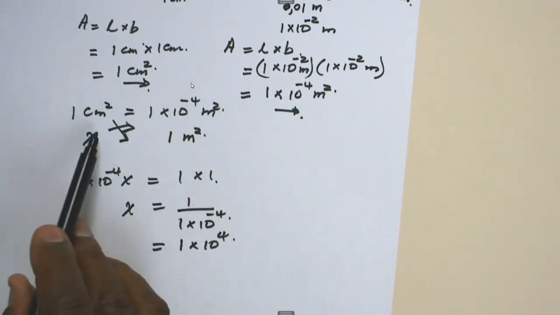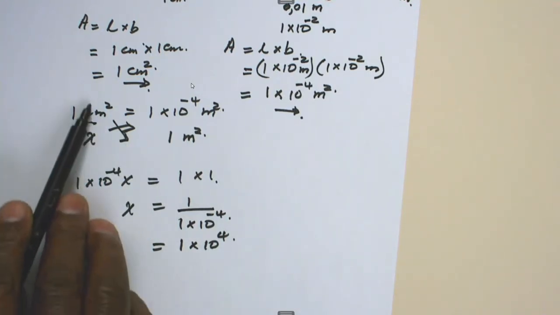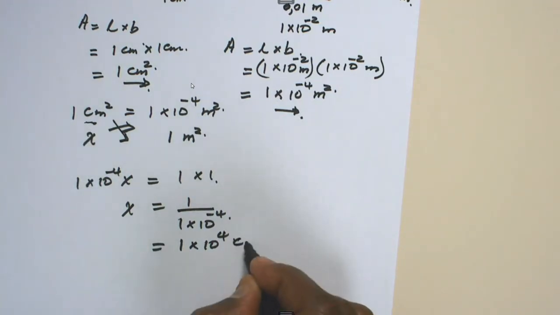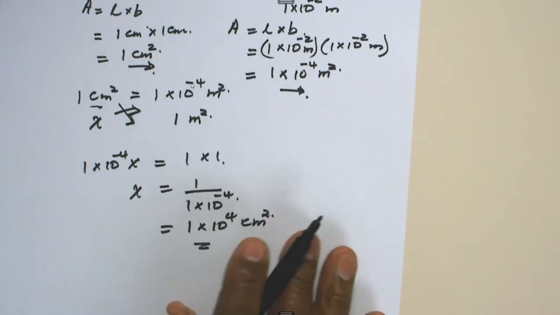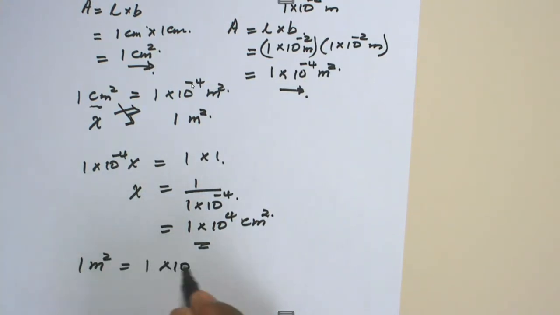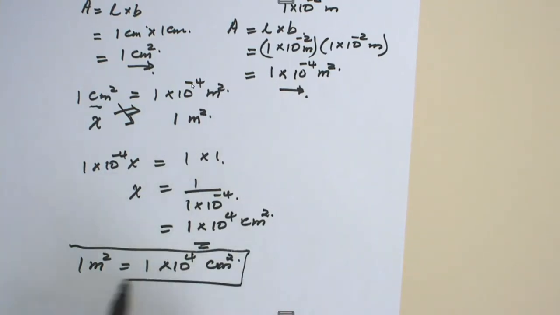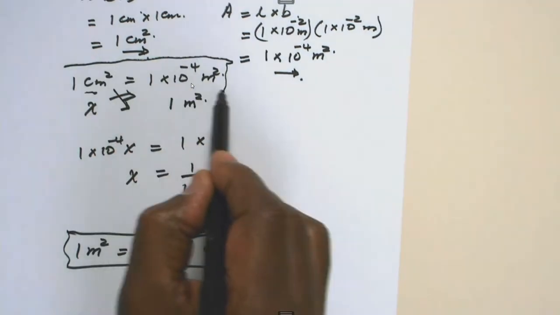But what is the unit? Because x is on the same side as square centimeters, it will be in square centimeters. So what this tells us is that 1 square meter is equal to 1 times 10 to the power 4 square centimeters. So you can use this as your conversion factor, or you can use that as your conversion factor.